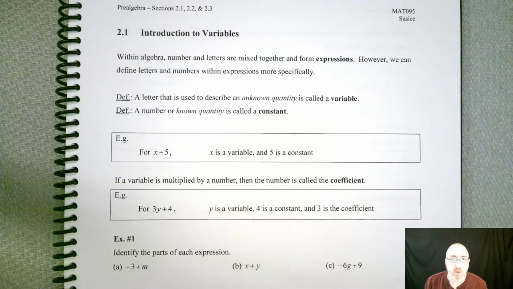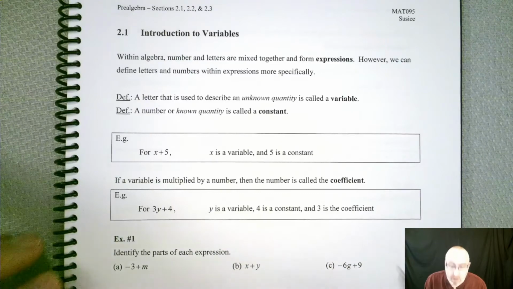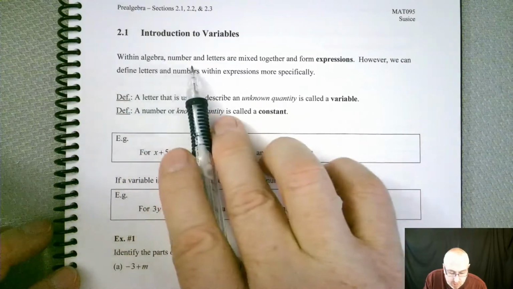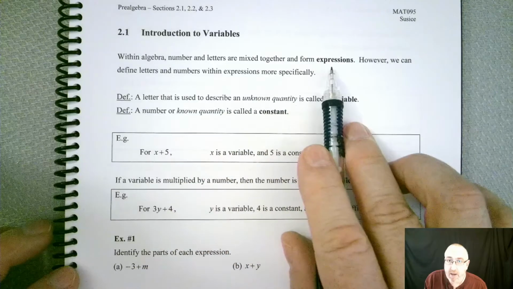We're jumping into chapter 2 now, which is actually going back in the course, but this is usually a problematic area, some elementary algebra type concepts. So we kind of build up your confidence with the first part of the course, and then we jump back to tackle some of this algebra now that you've had some experience with it. So now some technicalities. Within algebra, numbers and letters are mixed together and form expressions.